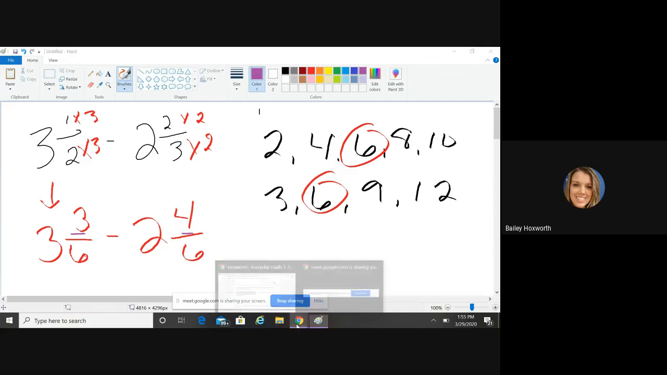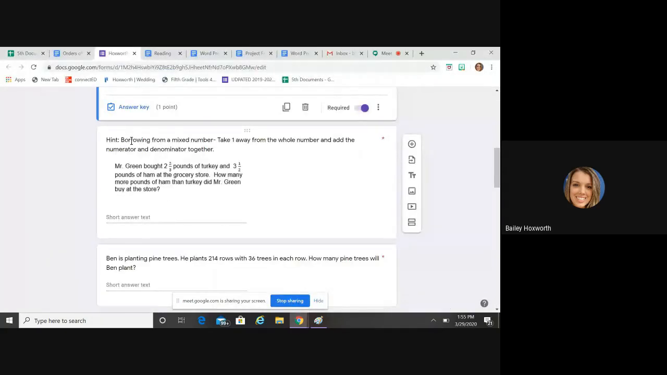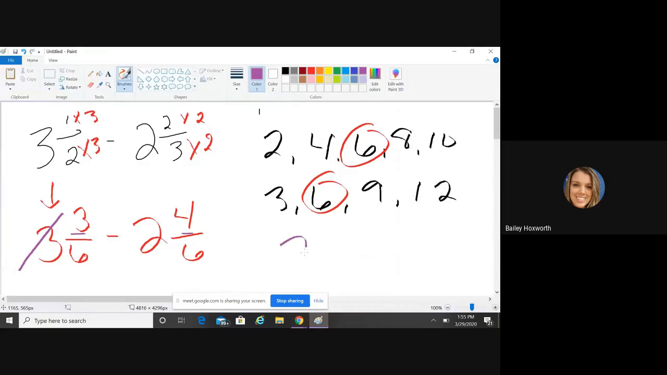So it says, hint, borrowing from a mixed number. Take 1 away from the whole number and add the numerator and the denominator together. So take 1 away from the whole number, add the numerator and the denominator together. So 6 plus 3 is 9. Denominator always stays the same. Minus 2 and 4/6 equals something.